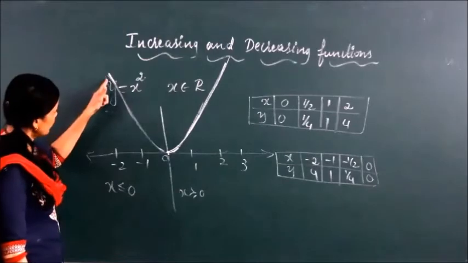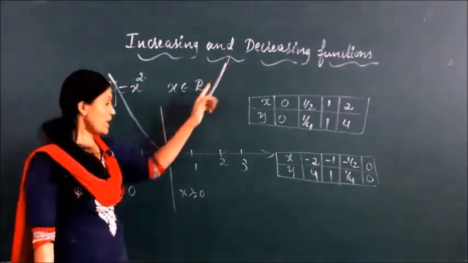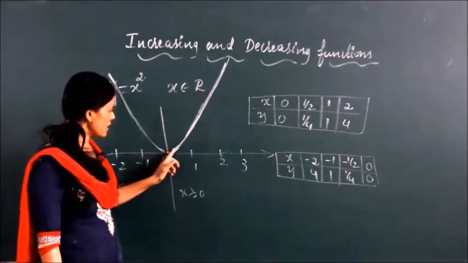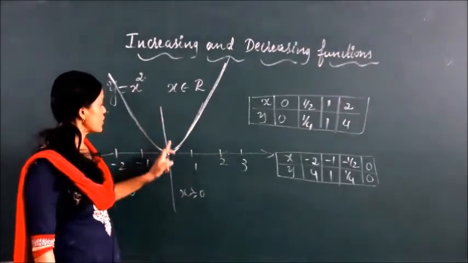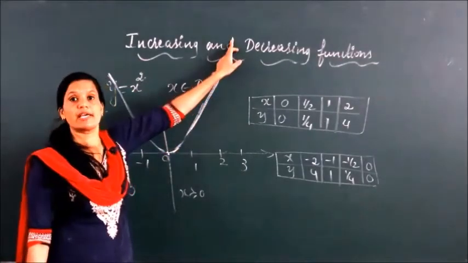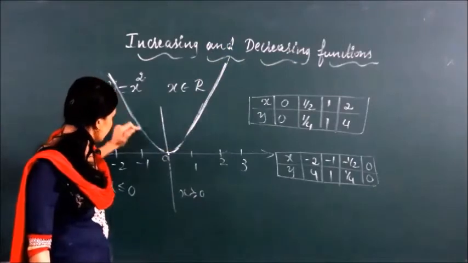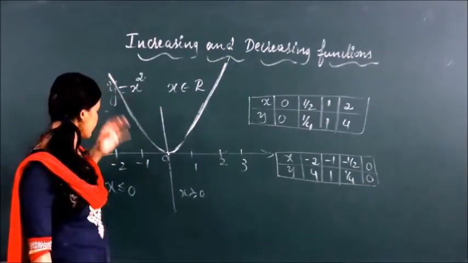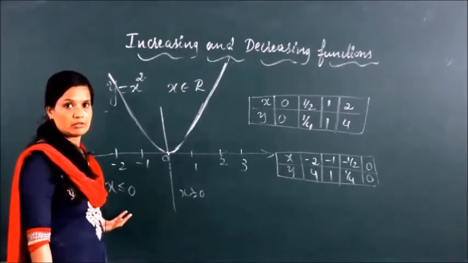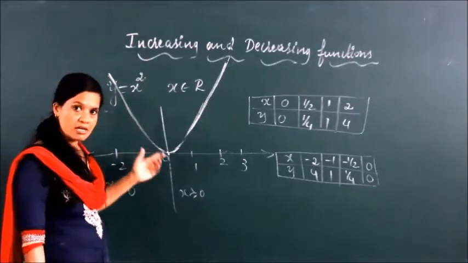So here the graph is decreasing, here the graph is increasing. So I say that on this side, for all the values of x greater than or equal to 0, the function is an increasing function. And here the graph is decreasing. So I can say that this function is a decreasing function in the interval minus infinity to 0. It's a decreasing function.